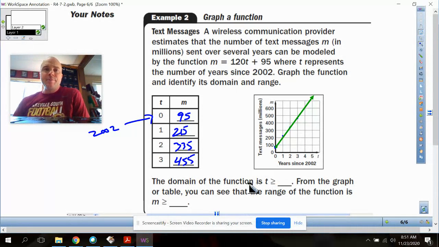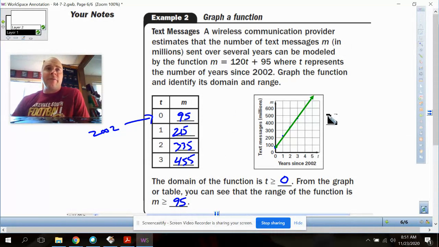The domain of the function, what can we plug in for t? Well, t is years since 2002, so anything after 2002 is going to work. I can plug in anything greater than or equal to 0. Range of the graph? Well, the range of the graph is just your output values. This one's got a low point at 95, and it goes up from there, so we'd say m is greater than or equal to 95. Again, if you have a fancy domain, you're going to have a fancy range.